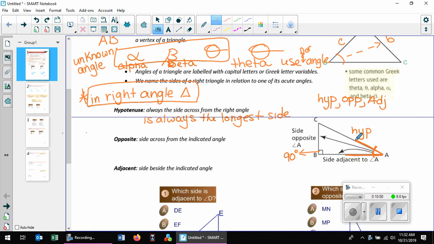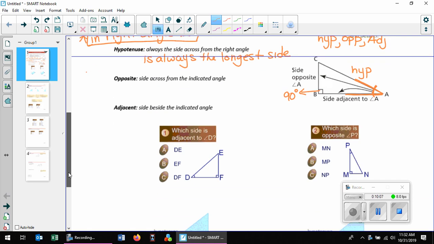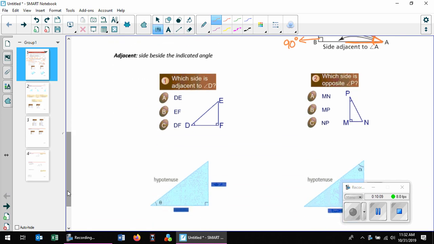Okay, you guys ready? FYI, this is exactly what I gave to my grade 11s as a review. Okay, so question number one. Which side is adjacent to angle D?